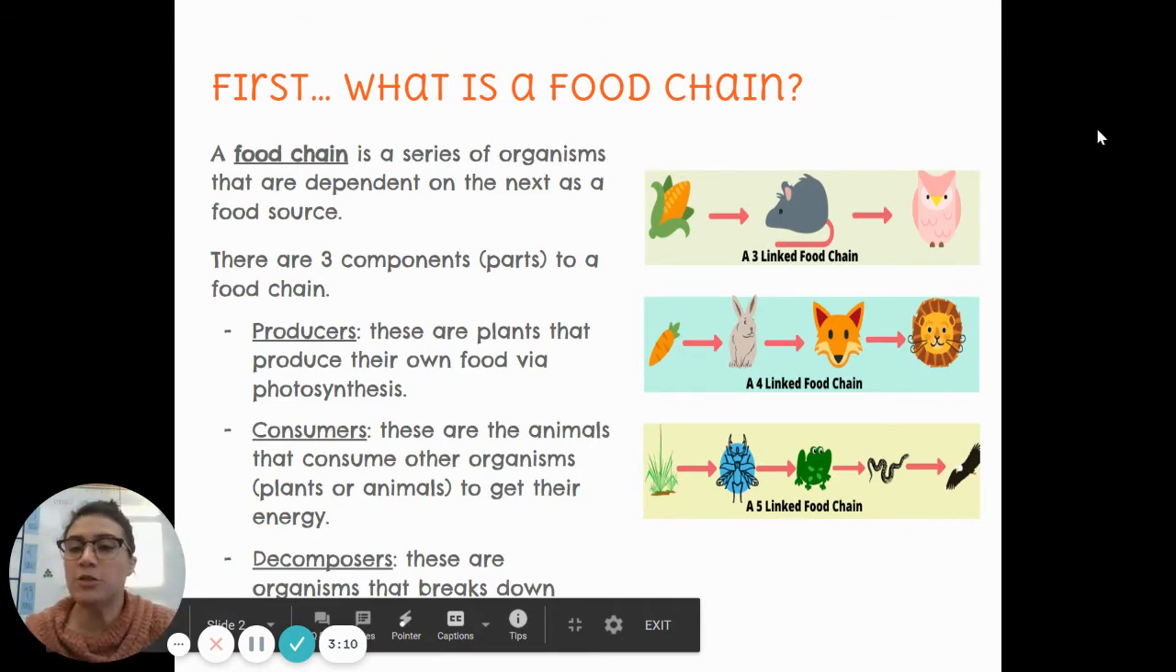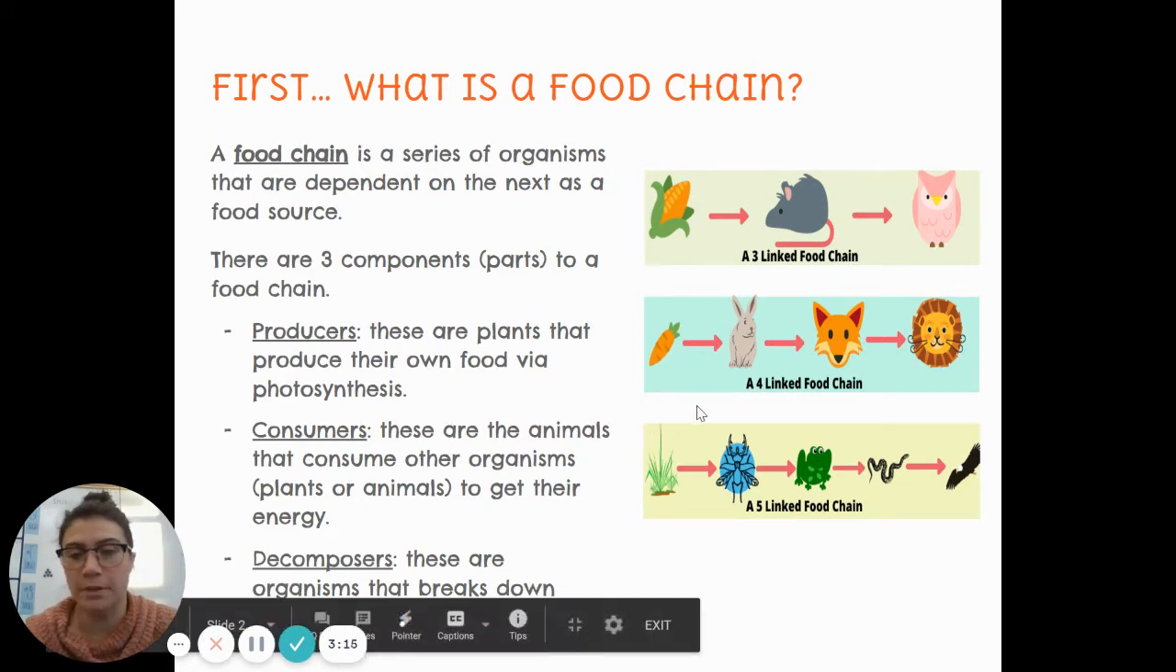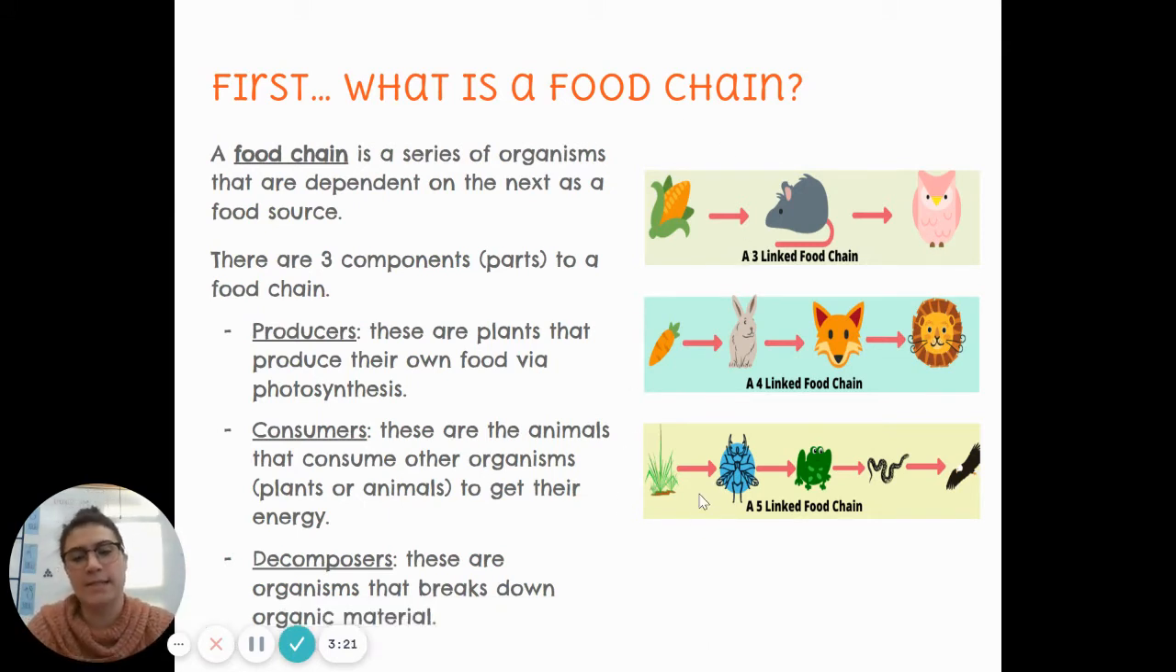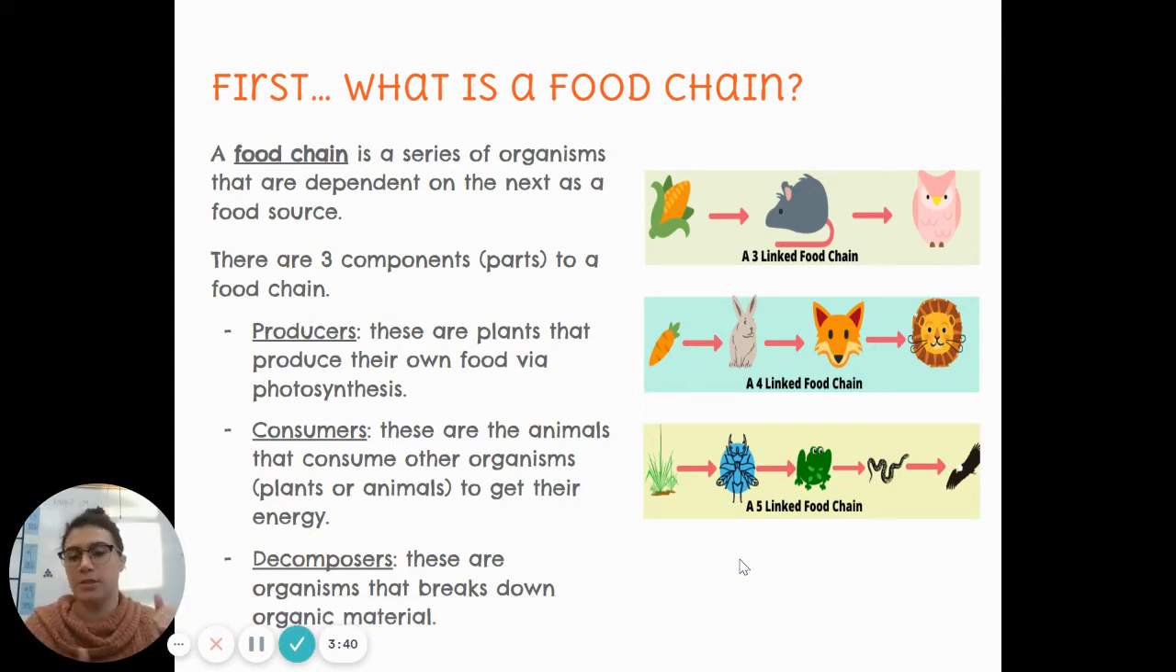And so there are usually 3 parts to a food chain. We have the producers, which are the plants that produce their own food via photosynthesis. We've talked about this. It takes in the carbon dioxide, it takes in the energy from the sunlight, and it also takes in water. Then it produces its own glucose and it expels oxygen for us. So that is the process of photosynthesis. It creates its own food and its own energy. That's why we call them producers, because they produce their own food and their own energy.